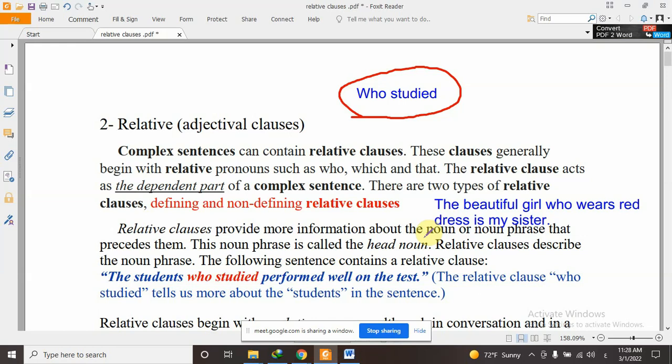For example, if I say my brother who has blue eyes is the most adorable one. It means that I have many brothers, but I am identifying one of them who has blue eyes. He is the most adorable one, or the most adorable man at his university.